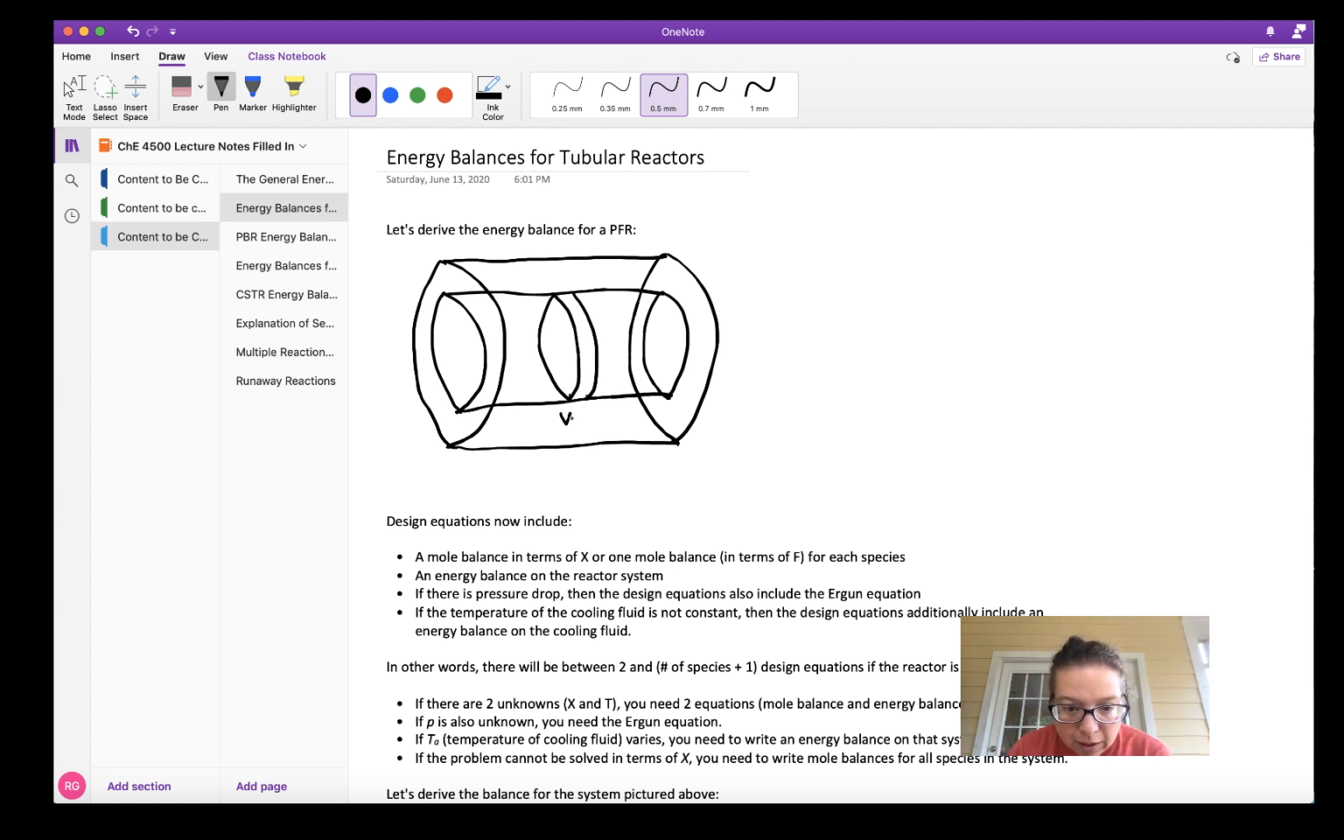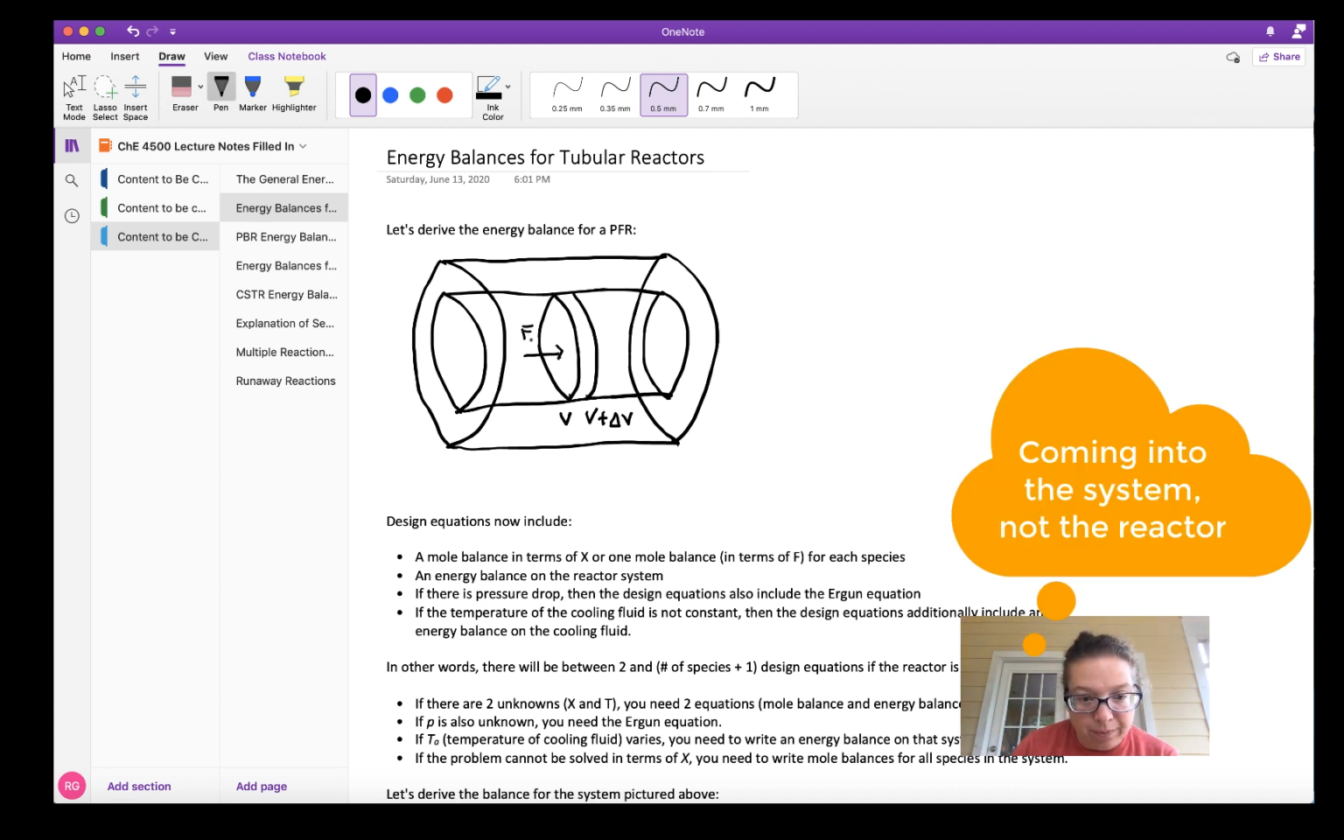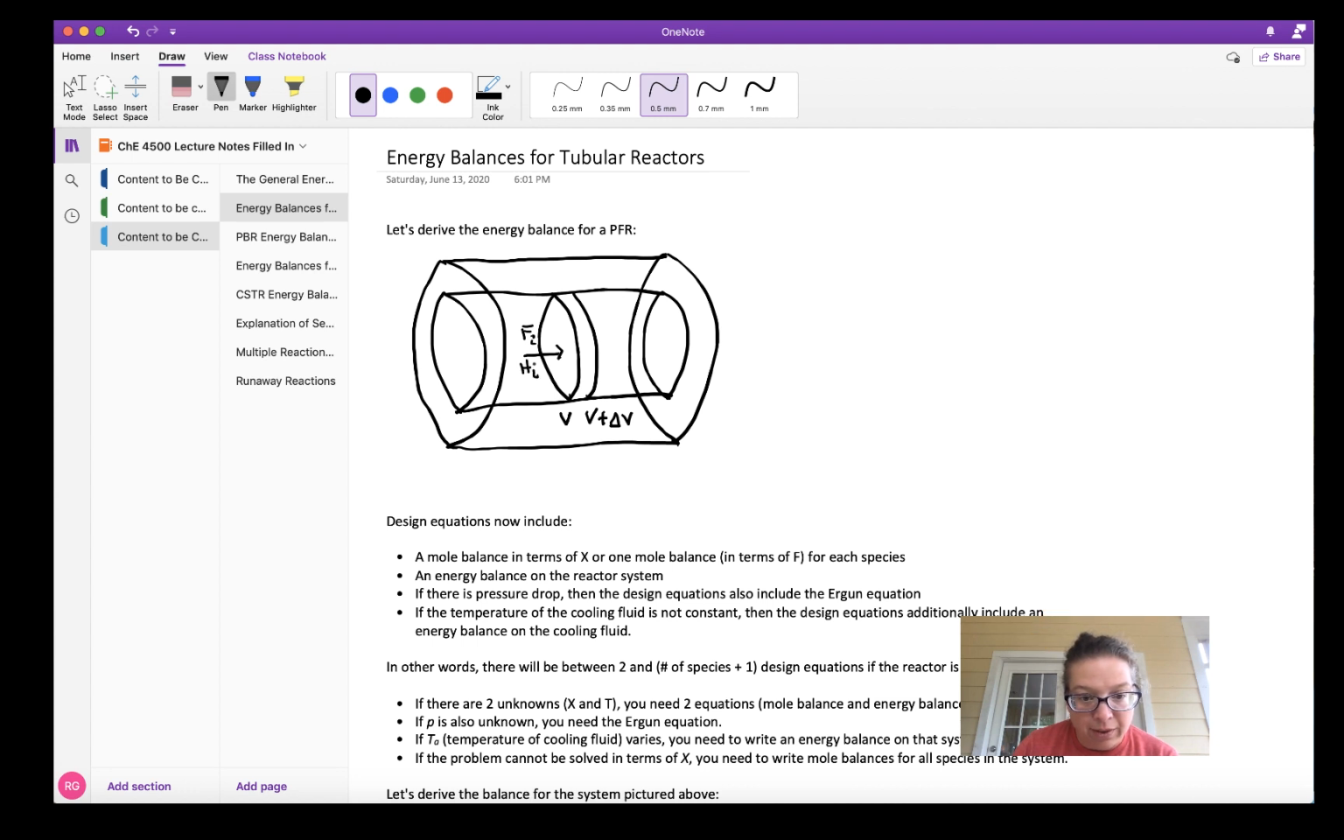So we mark the location of this slice along the reactor, saying it starts at V and it ends at V plus delta V. Coming into the reactor, we have a flow rate. Now we're interested in energy, so we are also going to consider that we have enthalpy or heat of formation for each species coming in. And we're also going to be at some temperature coming in, and then coming out, we're going to have all of the same things, but they're all now evaluated at the outlet condition.